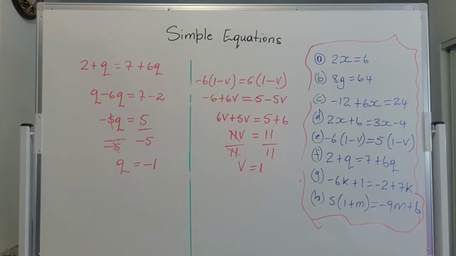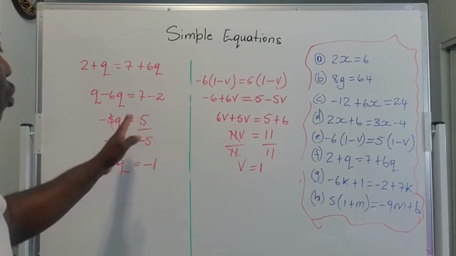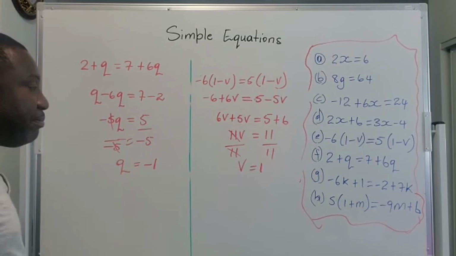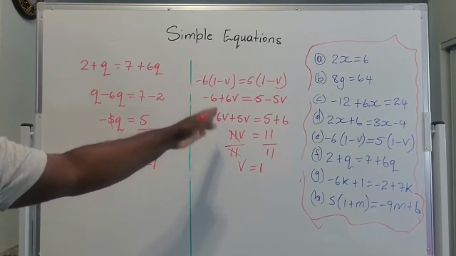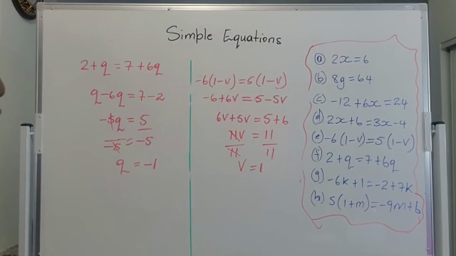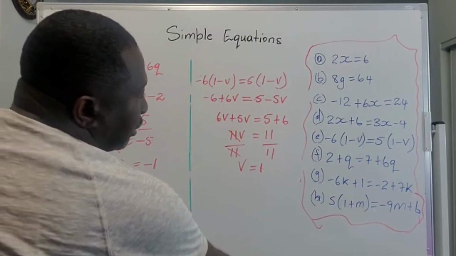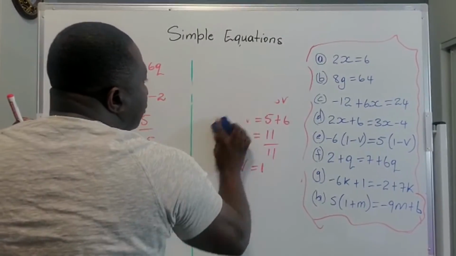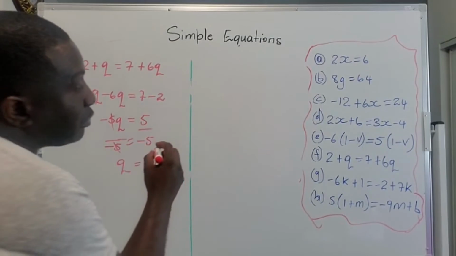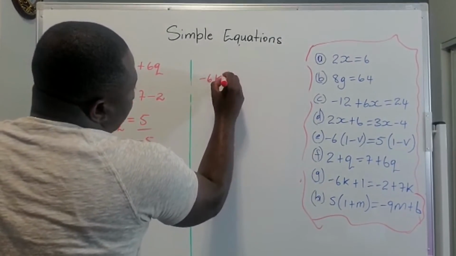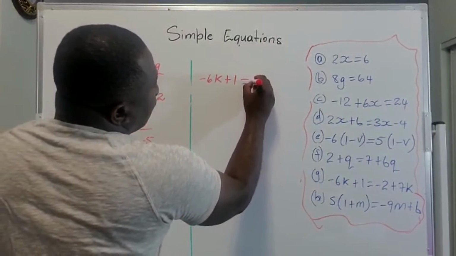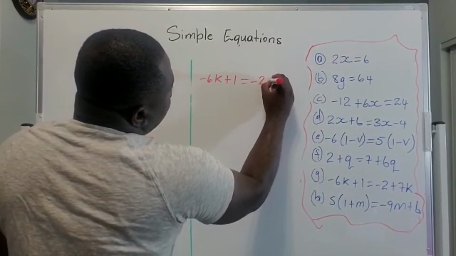Again, as I said, equation is about balancing. Whatever is done on one side must be done on the other side. It's simply about establishing the relationship between both sides of the equation. So we may continue into the two other problems to go. Negative 6k plus 1 is equal to negative 2 plus 7k.